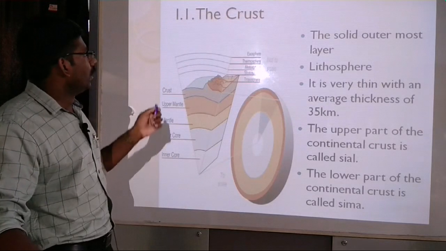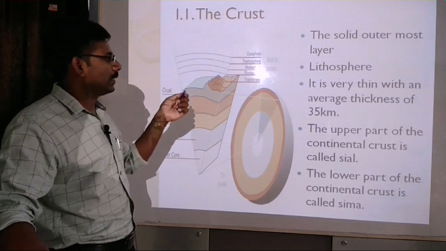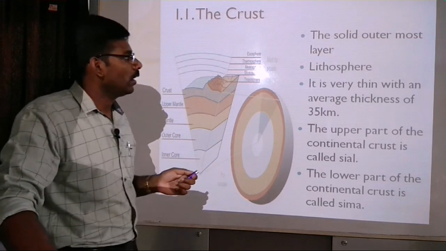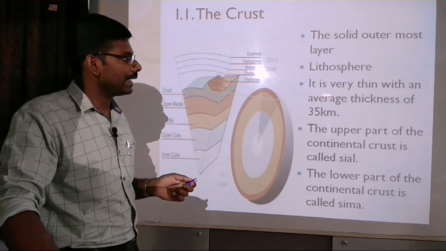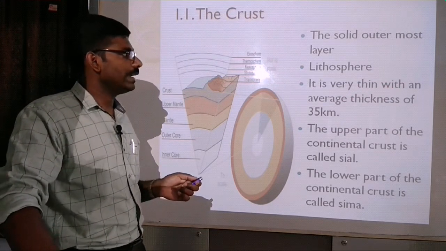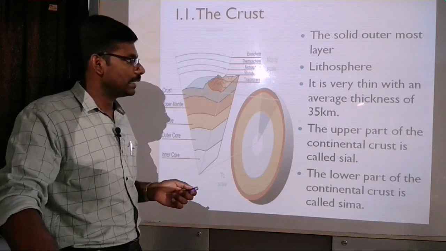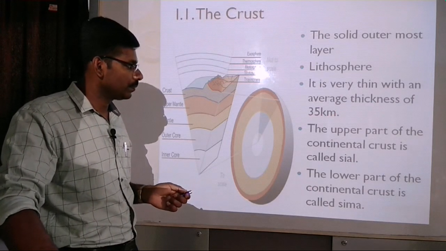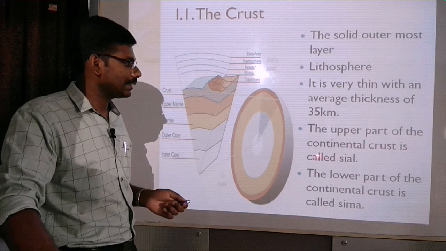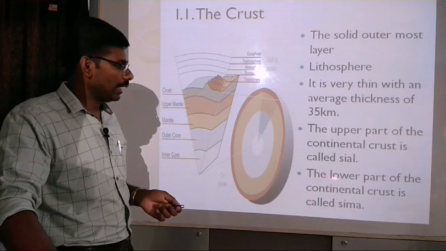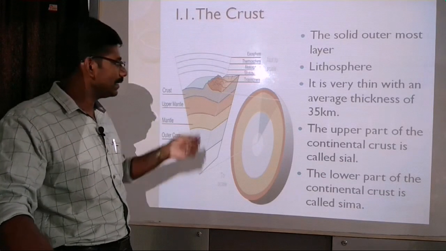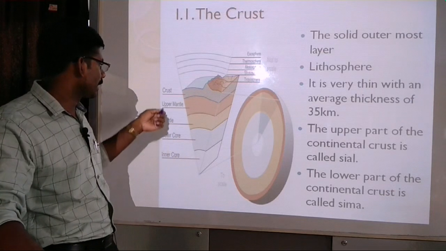The first layer is the crust. The solid outermost layer, it is also known as the lithosphere. It is very thin, with an average thickness of 35 km. The upper part of the continental crust is called sial. The lower part of the continental crust is called sima. So this is the outermost layer, the crust.